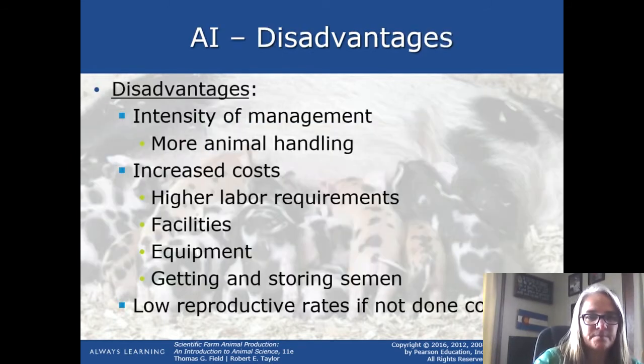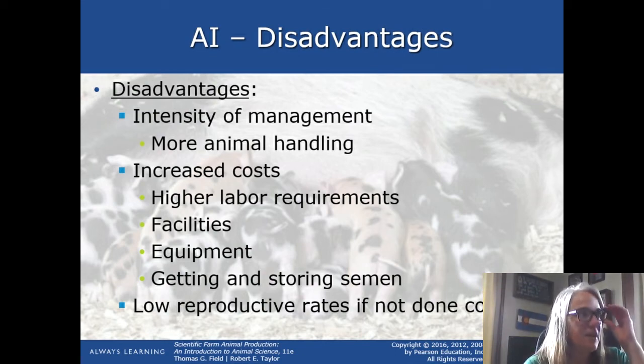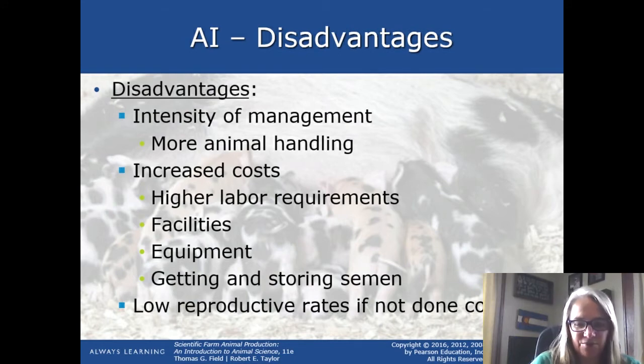There are a few disadvantages to artificial insemination. It is a model of management that's far more intense. You're handling the animals a lot more. So if the animals are in a place where you cannot handle them, then that becomes problematic. The costs involved in artificial insemination are quite a bit higher in terms of labor, and you have to have the correct facilities and equipment. We have to be able to get and store semen, and then if it is not done correctly, sometimes animals have to be inseminated multiple times.